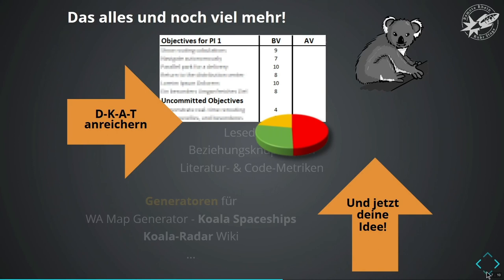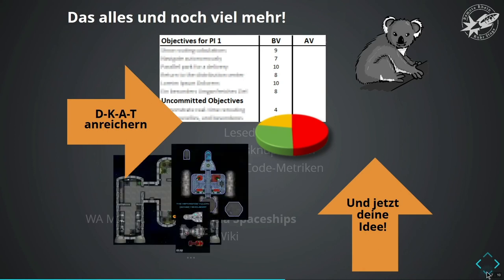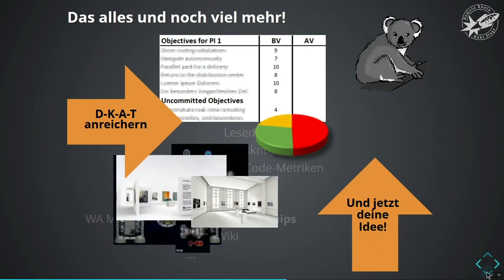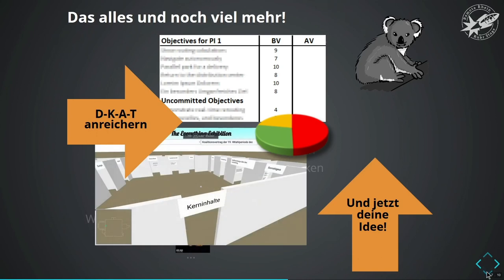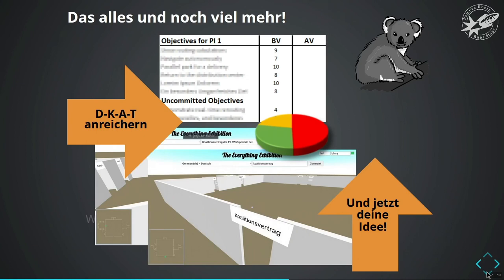Or to generate something, spaceships of different kinds, for instance, museums maybe. And here I've found something interesting, which you can look at or listen to directly after this talk, which is the Everything exhibition, which takes different structures. I think currently is wiki structures, Wikipedia structures, if I'm not mistaken, and then generates 3D exhibition spaces.